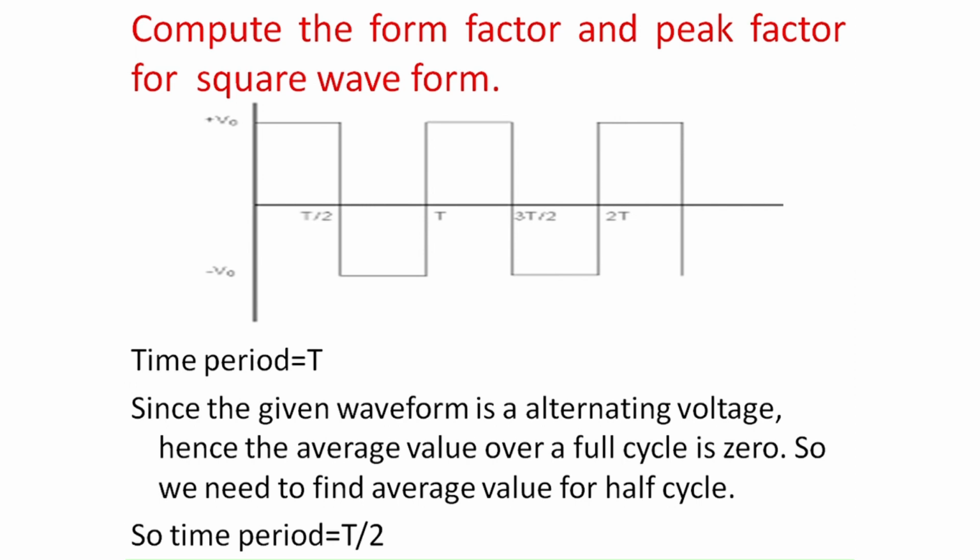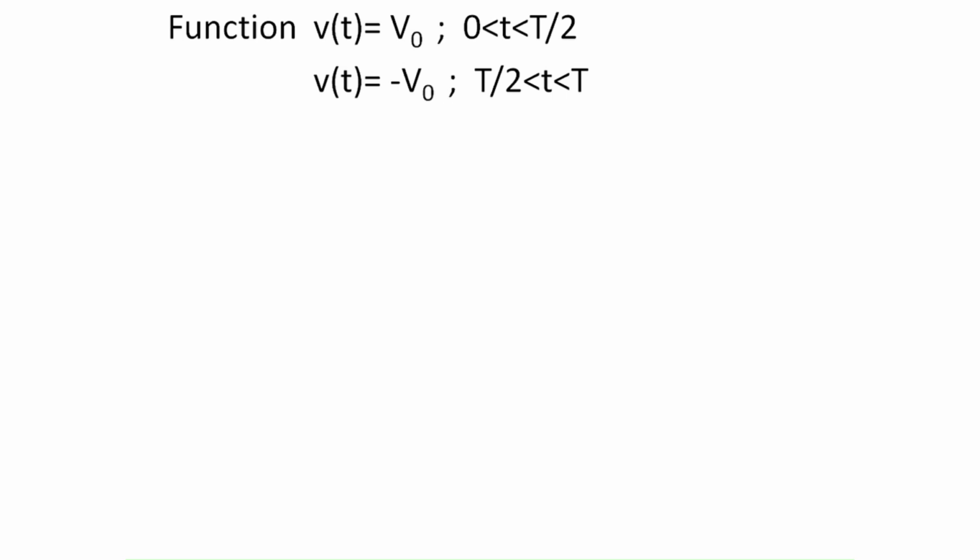While calculating the average value, we need to find it only for the half cycle. Since the given waveform is an alternating waveform, the average value over a full cycle is 0. Why? Because positive and negative will cancel and the resultant value will be 0. So for the average value of the given square waveform, we consider only the half cycle. Therefore, the time period we need to consider is T by 2. The actual time period is T, the time taken to complete a full cycle.